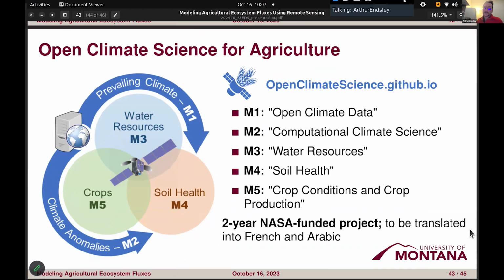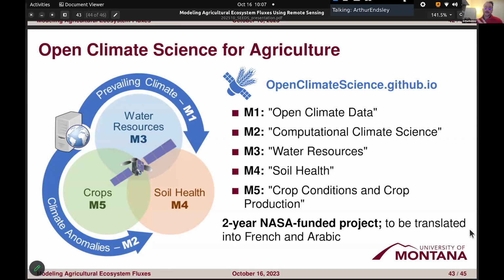Walid actually organized a workshop last year in Algeria where we presented some of the material from our Open Climate Science for Agriculture curriculum. This is a NASA-sponsored project where we develop free and open source learning materials that are online that introduce you to how to use NASA data, where to find it, how to work with it, how to process the data in a reproducible way.